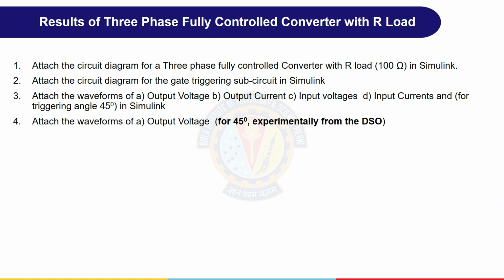Results of the three-phase fully controlled converter with R load. Whatever we have done in the simulation and hardware, here you have to attach the waveforms. Attach the circuit diagram of the three-phase fully controlled converter with R load in Simulink. Attach the circuit diagram of the gate triggering sub-circuit in Simulink. Attach the waveforms of output voltage, output current, input voltage, input current for triggering angle 45 degrees in Simulink. Attach the waveform of output voltage for 45 degrees experimentally from the DSO.